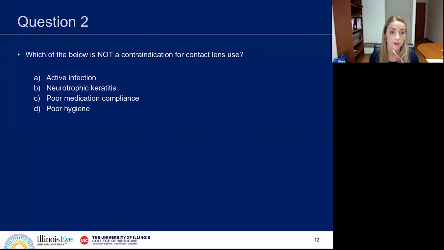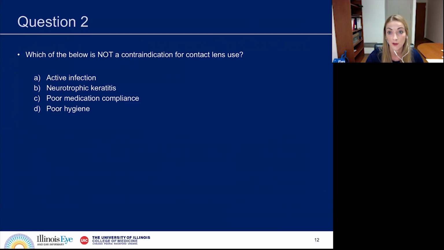So which of the below is not a contraindication for contact lens use? Okay, that's pretty good. So with neurotrophic keratitis, these patients do need to be followed very closely. Because they don't have sensitivity, they won't be able to come tell you when they're in severe pain. Some of them might have blurred vision from epithelial defects and other findings. And so our most noted sign is redness, and those patients should be followed very closely and monitored for that.